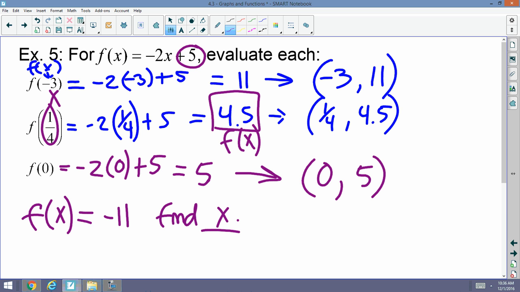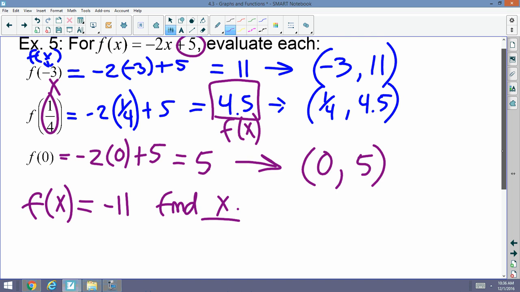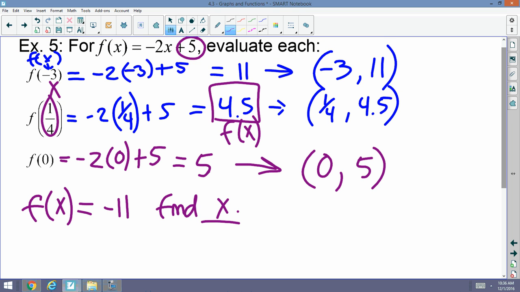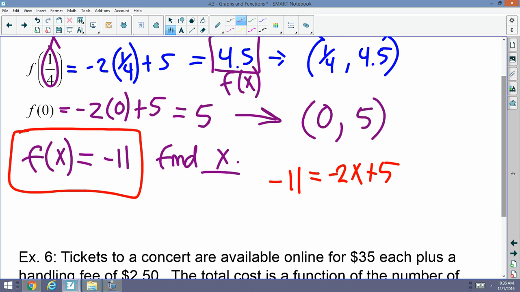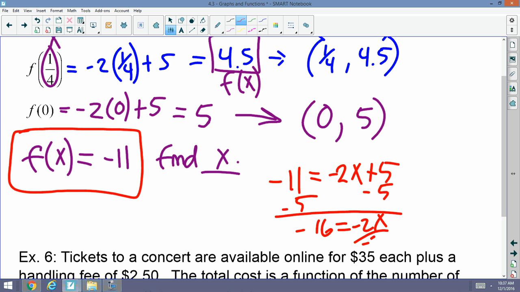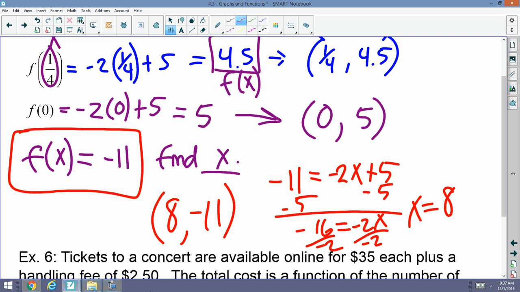Okay, guys. Let's take a look at this. f of x is negative 2x plus 5. Did they give you here a value of the f of x or the value of x? f of x. So doesn't the function f of x, which is now negative 11, equal negative 2x plus 5? I'm solving for x. So I subtract 5 from both sides. Negative 16 equals negative 2x, divided by negative 2. So x equals 8. What's my ordered pair here? When x is 8, y is negative 11.